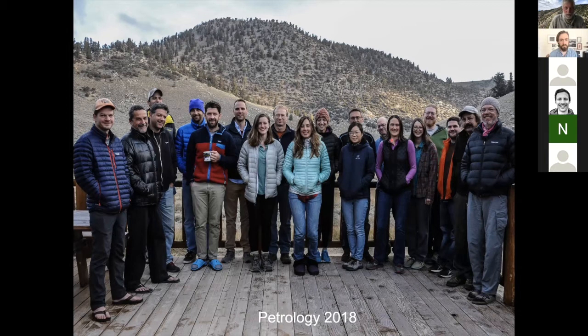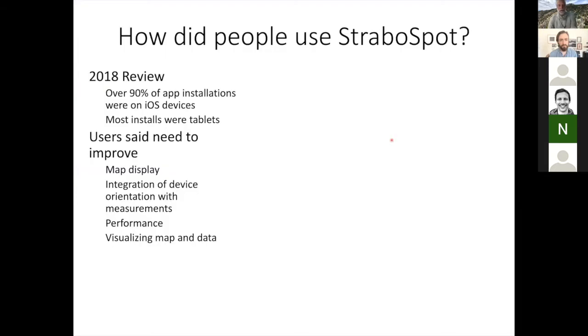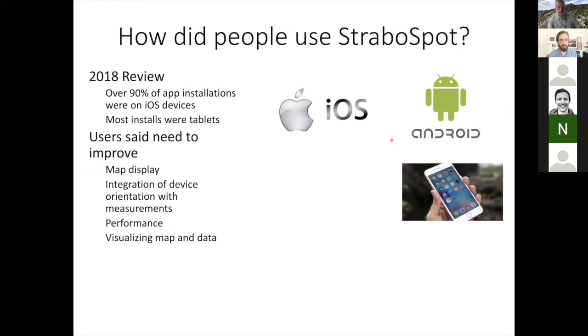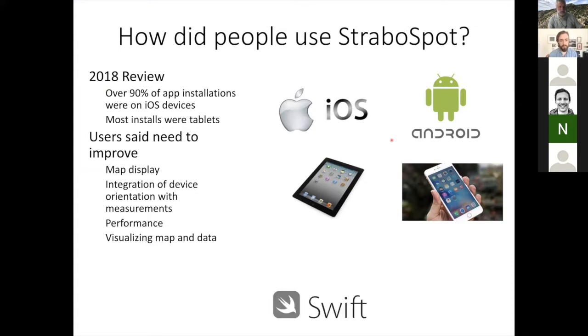And so what we did in 2018 is we did a pretty good review of how people use StraboSpot, and our review showed that over 90% of the app installs were on iOS, and they weren't on Android. And almost all installs were not on phones, they were on tablets. And when we surveyed users, they basically said we need a better map display, integration of things with the device as far as the compass and the camera, and looking at more performance and visualization.